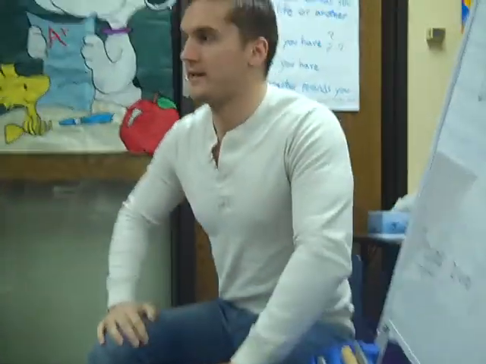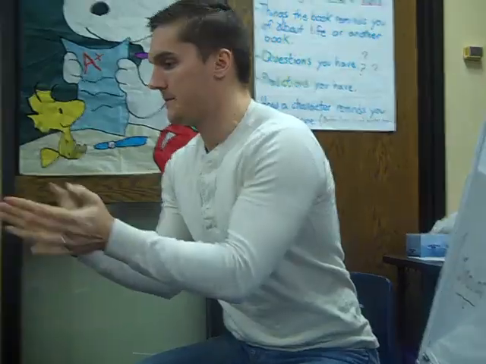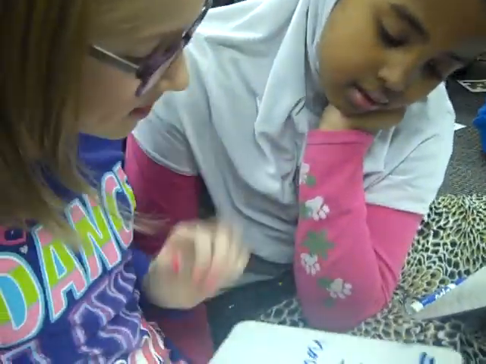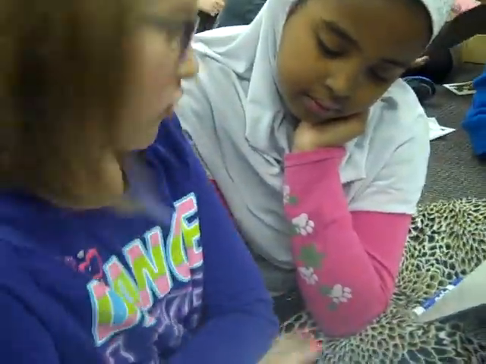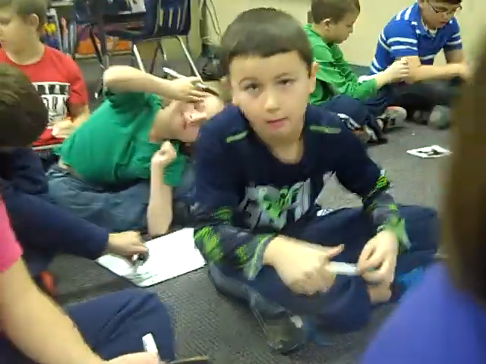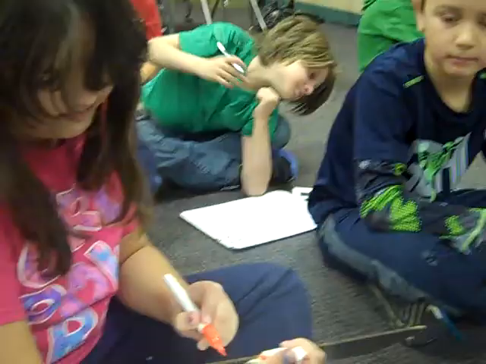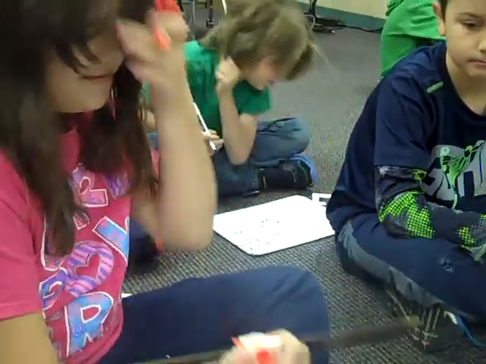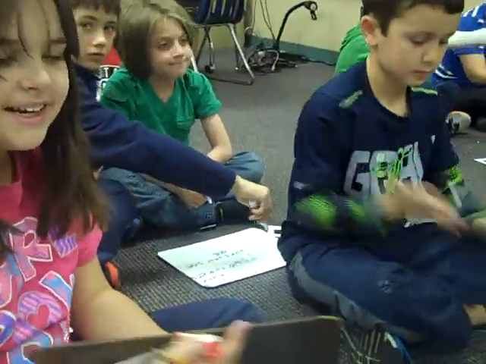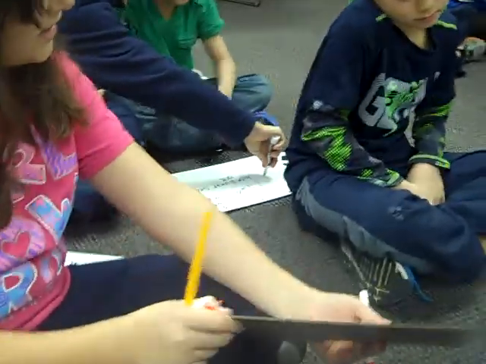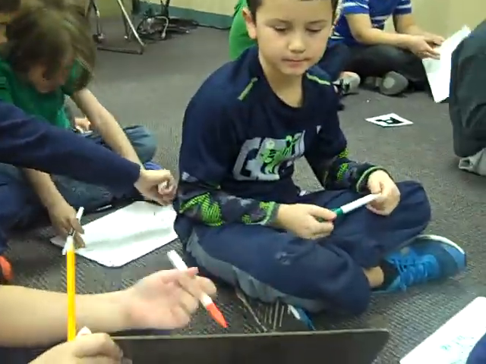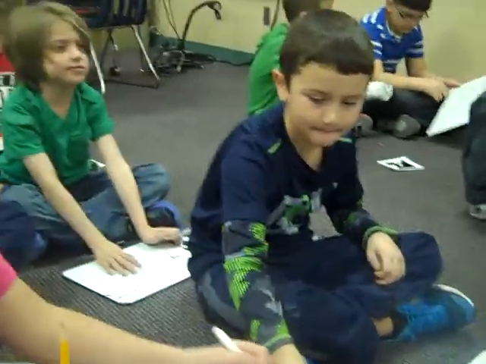Partner number 2, go ahead and share your sentence with partner number 1. Teach. Okay. I saw 4 rubies, but now I only see 1 ruby. How did you spell it? I-E-S. Nice. Congratulations.